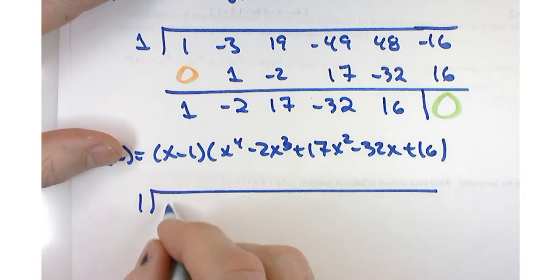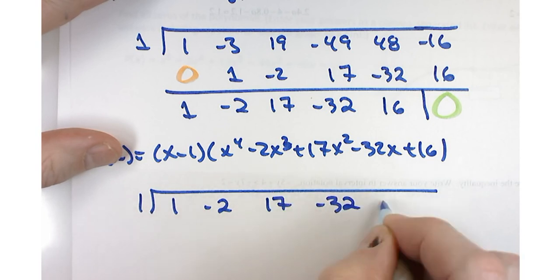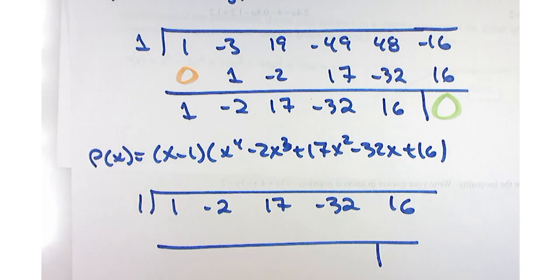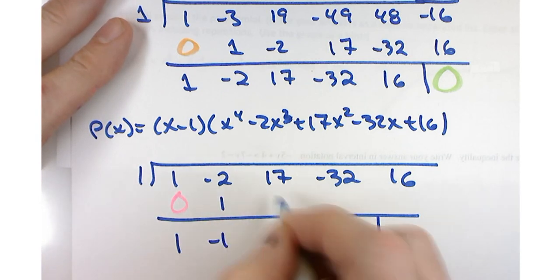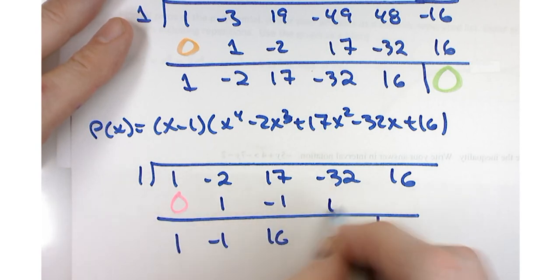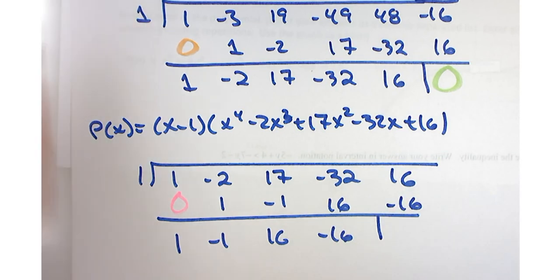So the coefficients now are going to be 1, negative 2, 17, negative 32, and 16. Same kind of game as before. We're going to put a 0 underneath this, add going down, multiply to go up. So add going down gives me a 1, 1, negative 1, negative 1, 16, 16, negative 16, and negative 16, and cool. Once again, you get a nice big 0.